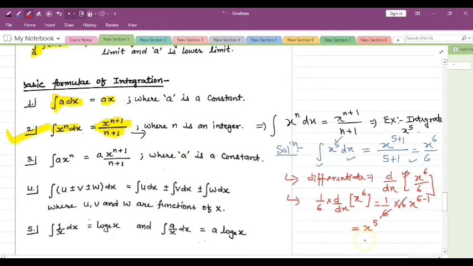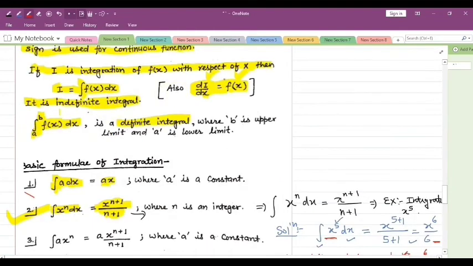So with the help of this example, you got to know that if you integrate any function like x raised to the power 5, then you will get some answer, and if you differentiate that answer like here, then you will get the same function. This formula verifies our statement that differentiation d upon dx of the integral value gives us the original function.